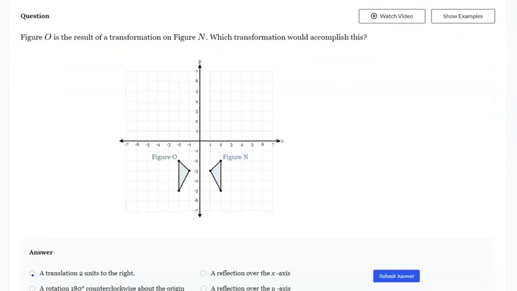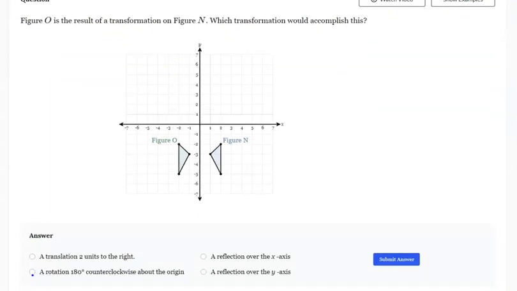Let's take a look here. Looks like we have the new shape over here and the old shape over there. So, is this 2 units in and this is 2 units in? 1 unit, 1 unit, 2 units, 2 units. That is definitely a reflection over the y-axis.